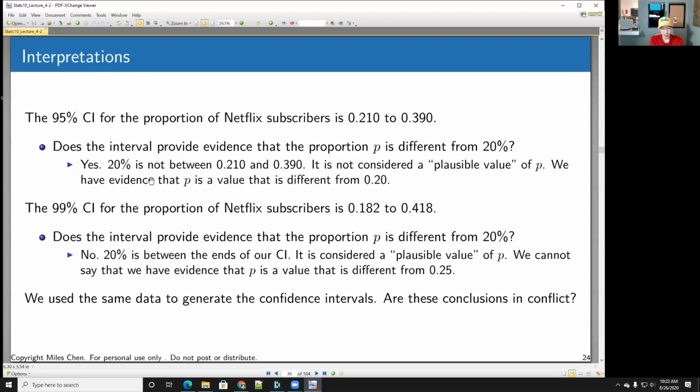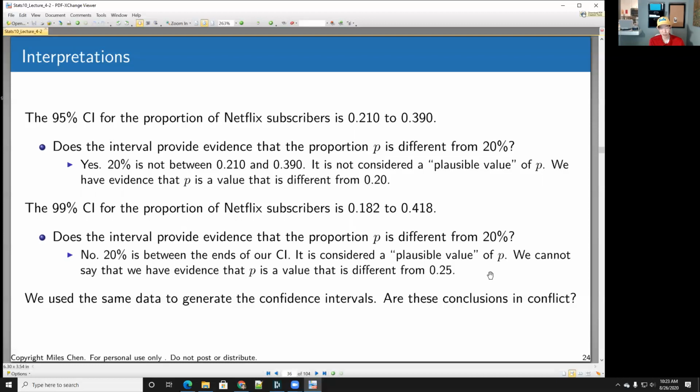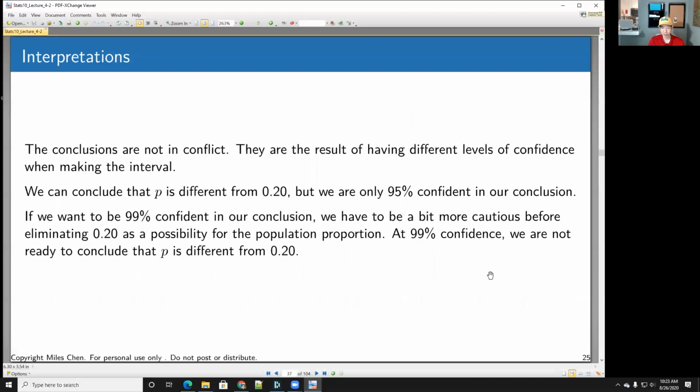But on the other hand, if you want to be more cautious, right? If you want to be more confident in the answer that you're giving, that requires you to be a little bit more cautious before you reject any values. And so at 99%, if you want us to be 99% confident, we're not able to reject the possibility of 20%. Okay, and so even though we are making different conclusions from the same data, those different conclusions are not in conflict. These are the different conclusions that we would make based on basically our risk tolerances.